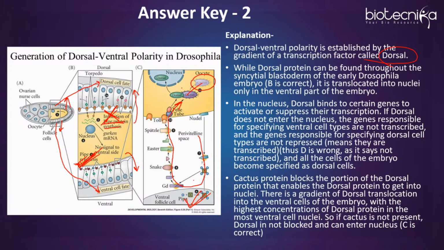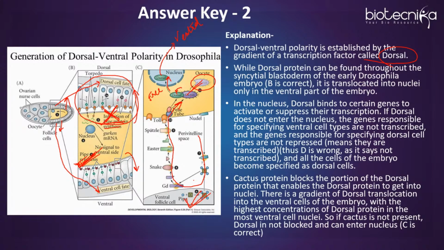Now, cactus was supposed to bind dorsal. What if cactus is degraded? Dorsal is free, right? So dorsal can enter the nucleus. And if dorsal enters the nucleus, I already told you, it leads to the ventral phenotype. Okay? Now, let's understand what is happening at the dorsal side.